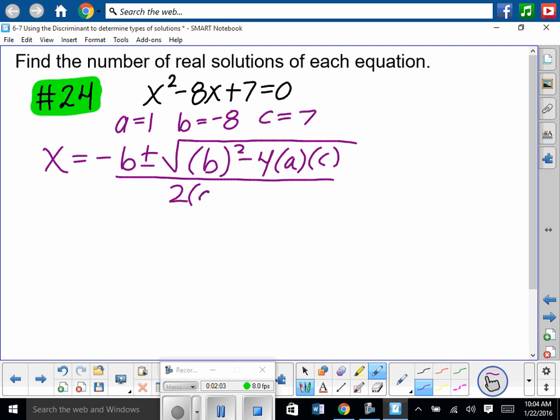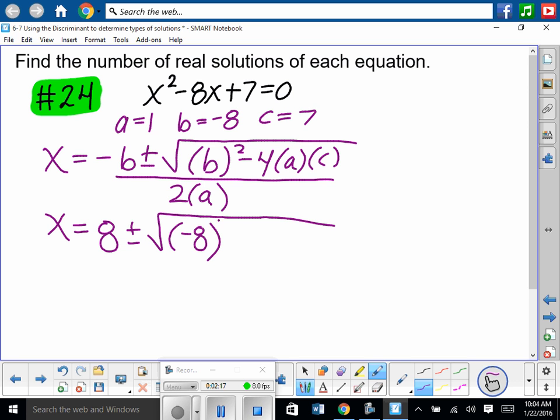Okay, so plugging things in. So it's x equals the opposite of b. Well, it was negative 8, so it's going to be positive 8, right? So 8 plus and minus the square root of b squared. We always use parentheses. So negative 8 squared minus 4 times a is 1, times c, which is 7. And then that's all over 2 times 1.